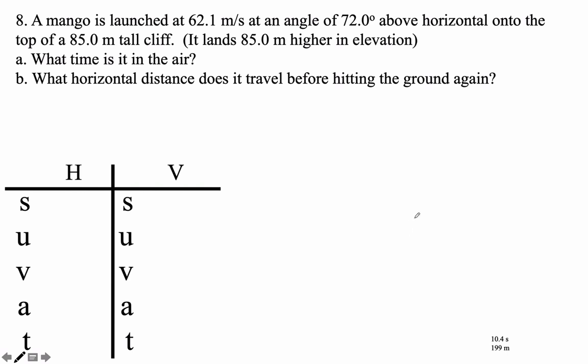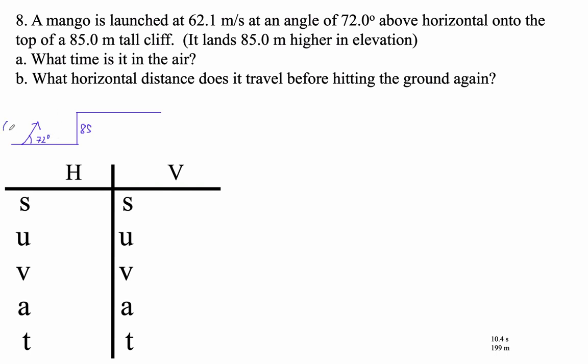A mango is launched at 62.1 meters per second at an angle of 72 degrees above the horizontal onto the top of a cliff. So we are shooting from the ground onto this cliff. The cliff is 85 meters tall. This happens all the time, you know, in physics land, right? Okay, and then that's 72 degrees.